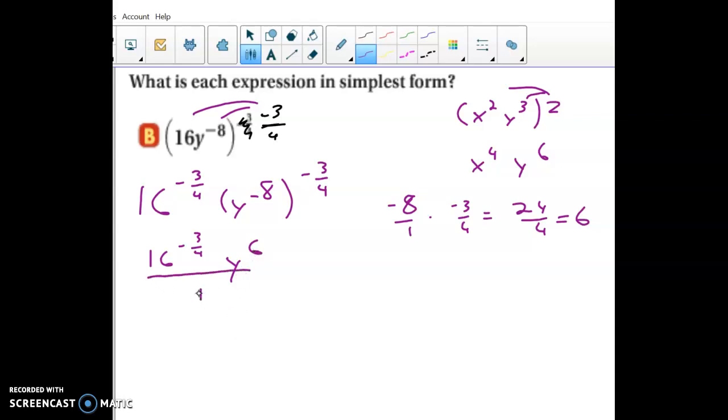All right, we don't want to leave our answer with a negative exponent, so we're going to move that down, but the y to the 6 is going to stay up top. It's a positive exponent, so it just stays in the numerator.